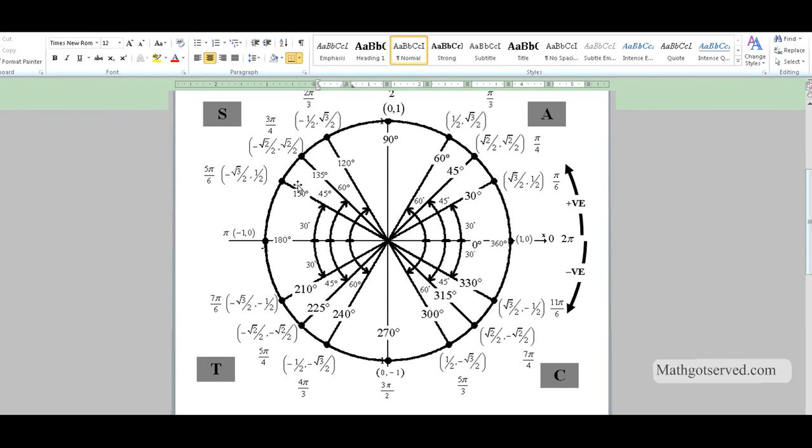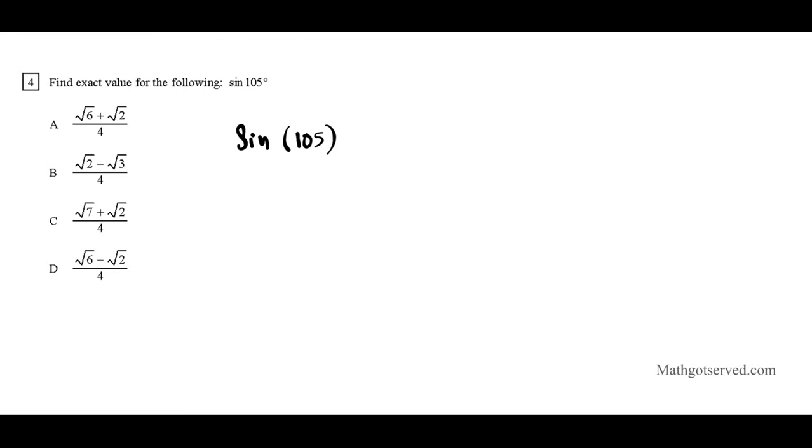We can do 150 minus 45. 150 minus 45 is 105, all right? So let's go ahead and do that. So sine 105 is basically sine 150 minus 45, okay? Since we're using the difference of angles here, we're going to use the difference identity for sine to figure out this problem, right? So what is the difference identity for sine?